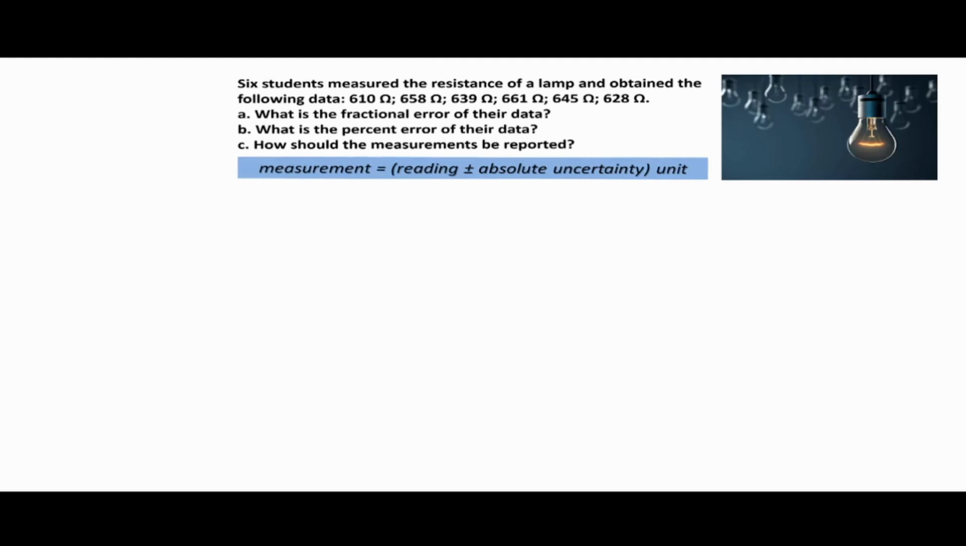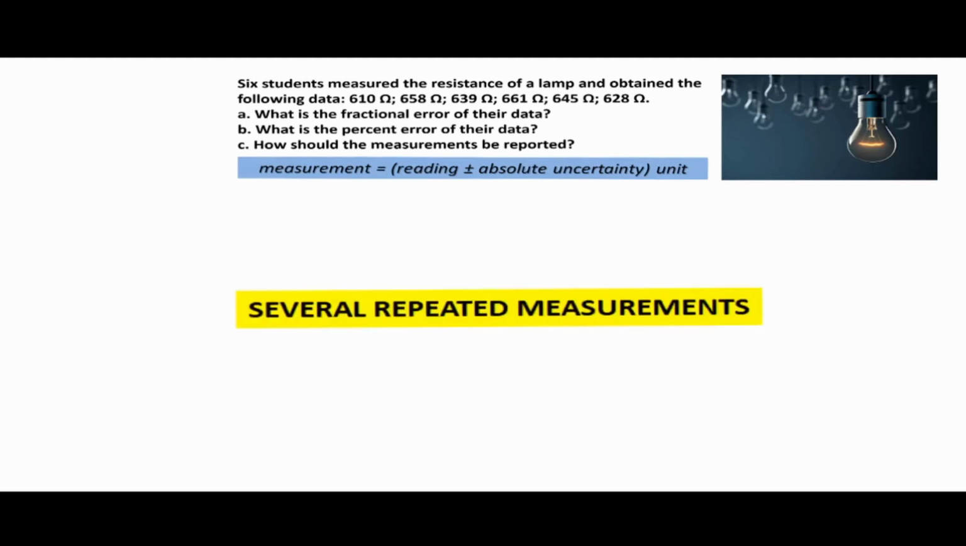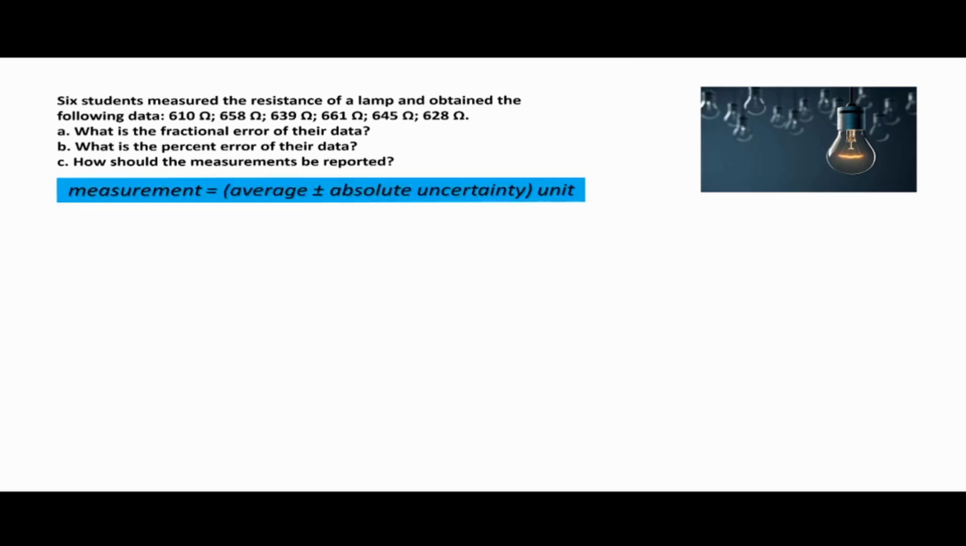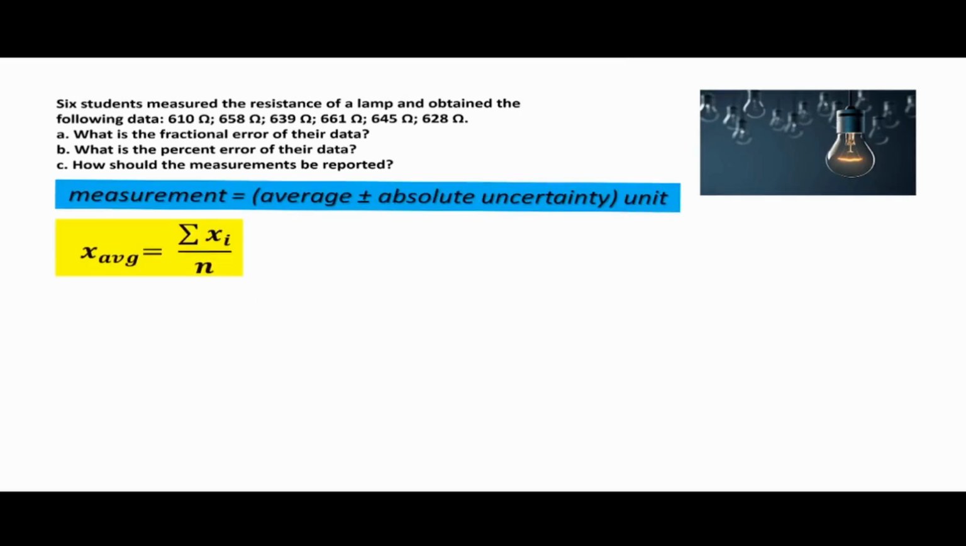We've learned from the previous problem that measurements are best reported with a reading plus minus the absolute uncertainty and the unit. But here in this problem, we have several repeated measurements. So for problems with several repeated measurements, we take the average plus minus the absolute uncertainty and, of course, the unit. So how do we get the average? The average is equal to the summation of our data divided by the number of trials or data that we have.